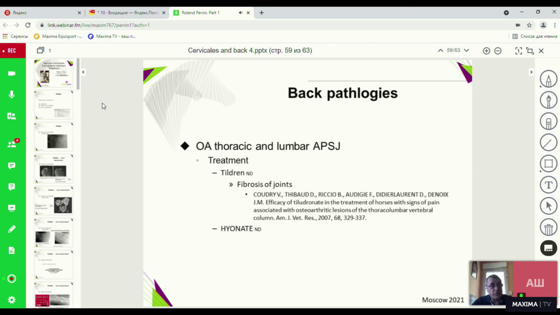In my point of view, if you have a big spot in scintigraphy, I think the Tildren can be useful, because if you have a big spot in scintigraphy, it means that you have bone remodeling, so the Tildren has a good indication in this case.